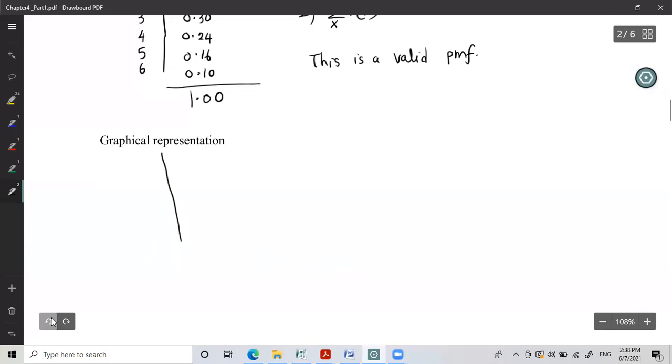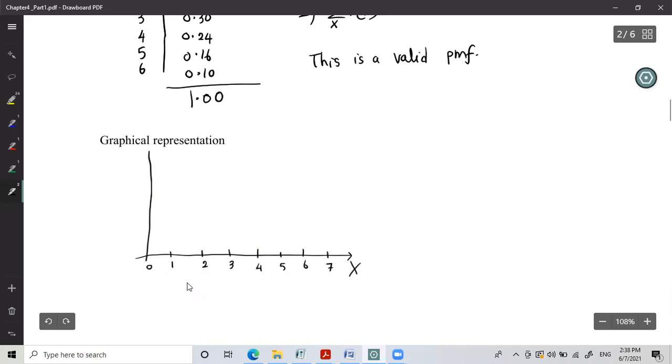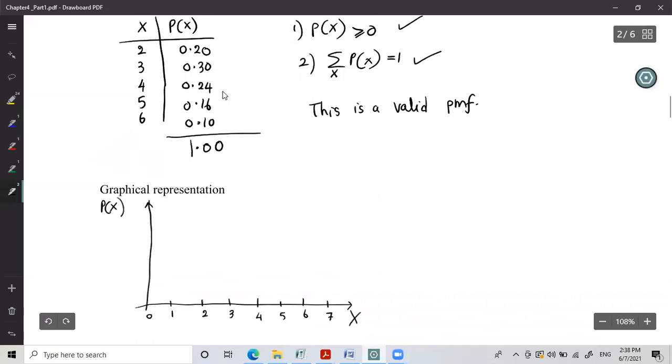So what do we have? We have probabilities, and now this is discrete. Remember, you are dealing with discrete random variables. So let's put a tick: 1, 2, 3, 4, 5, 6, 7. And let's write down the probabilities on the y-axis. So these are the P(x)s. If you look at the outcome, the highest is 0.24. The lowest is 0.1.